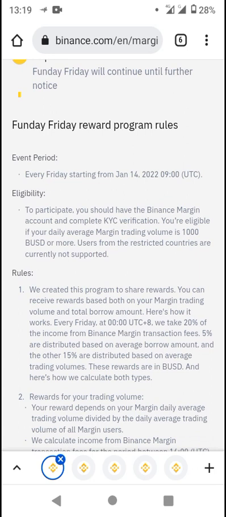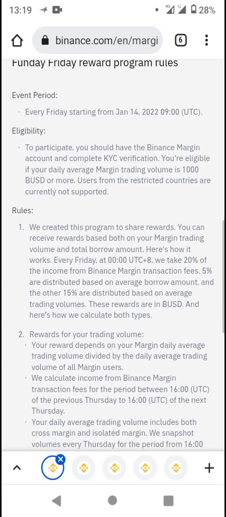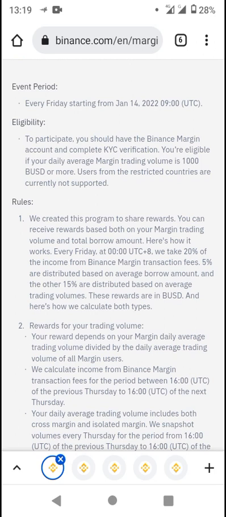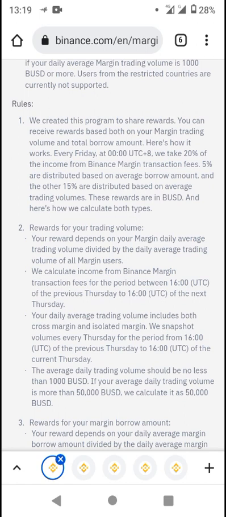You are only eligible if your daily average margin trading volume is 1000 BUSD or more. Users from restricted countries are currently not supported. So Binance has created this program to share rewards and to appreciate crypto margin traders in return.